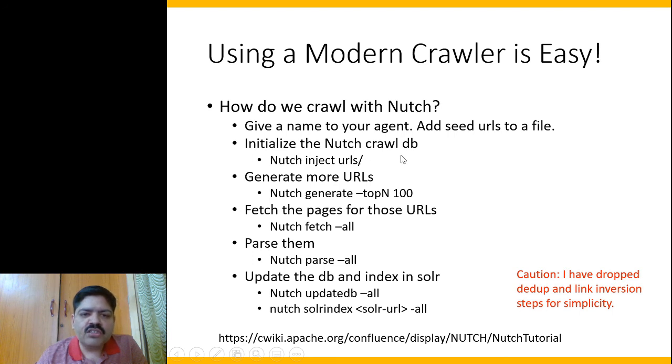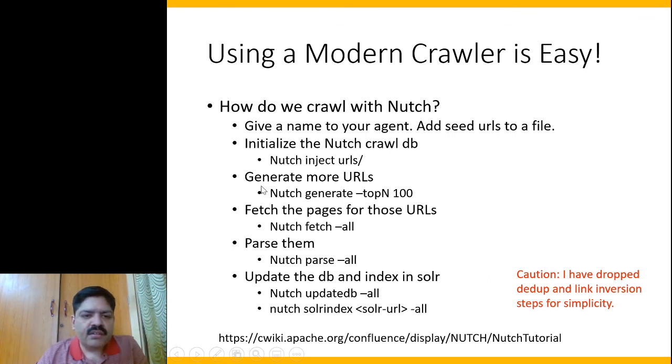We initialize the Nutch crawl DB. Nutch uses a database called crawl DB, where it stores the fetched web pages. So how do we do this? We simply do Nutch inject URLs. This will go ahead and use the seed URLs, fetch the content, extract the URLs from there, and inject them into another DB called the link DB. Now we are ready to go ahead and iterate.